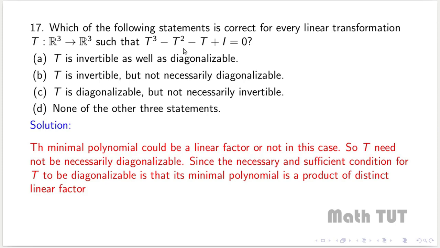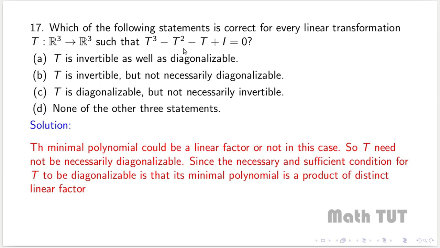Since we are not given any other data, we cannot confirm whether it is diagonalizable or not. If we get the minimal polynomial to be x + 1, then it is diagonalizable. Or if we get x - 1, it is diagonalizable. And if we get (x + 1)(x - 1), still it is diagonalizable. But if we get the last option, (x + 1)(x - 1) whole square, in that case it will not be diagonalizable.